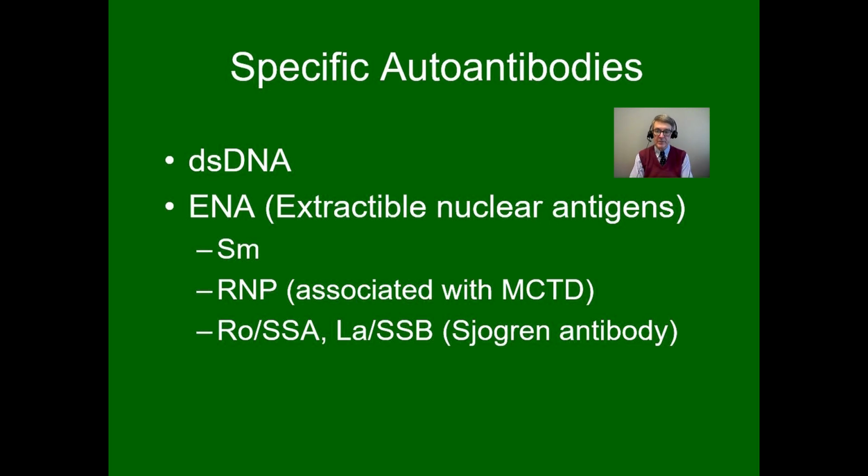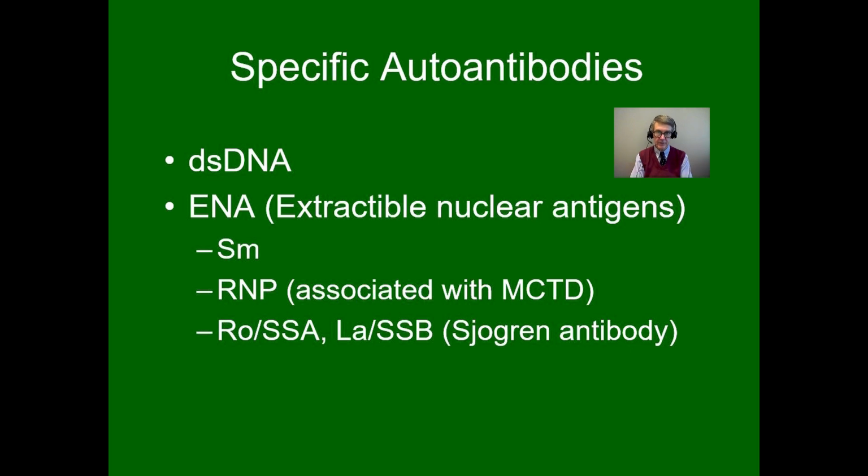This is more specific for systemic lupus erythematosus and is helpful. We talked about the extractable nuclear antigens when we talked about the patterns, how they tend to be more often associated with the speckled pattern of the ANA. The SM antibody is more specific for lupus than the ANA. The RNP can be associated with a condition we call mixed connective tissue disease.